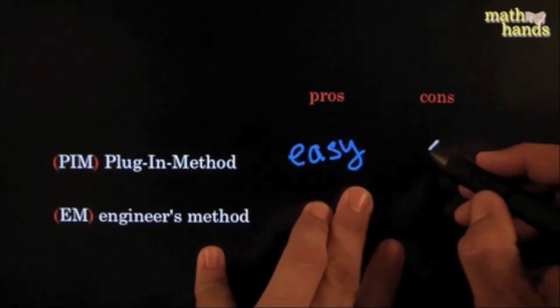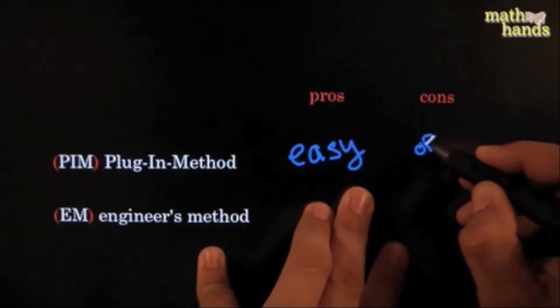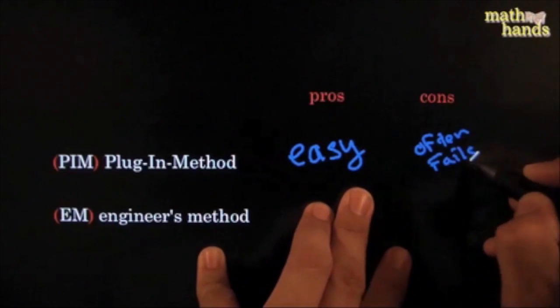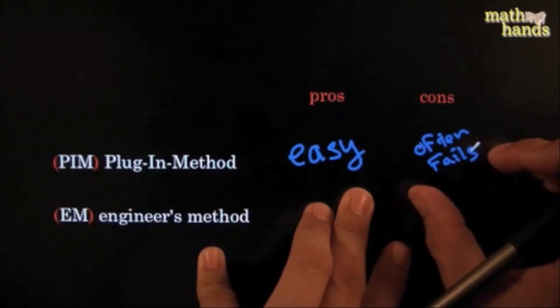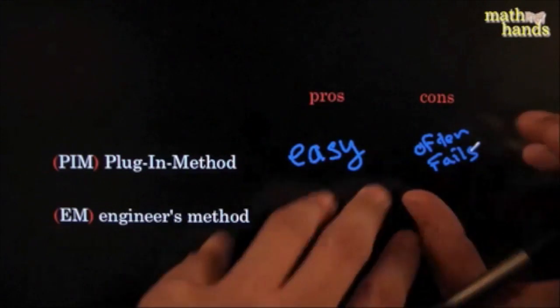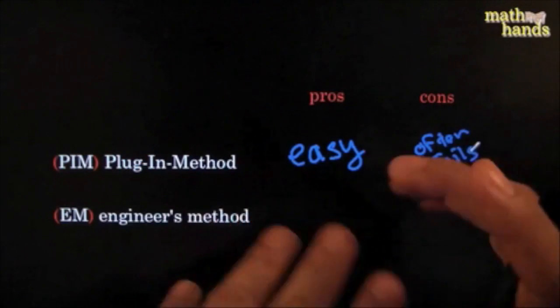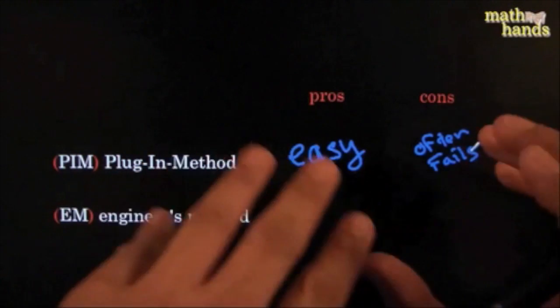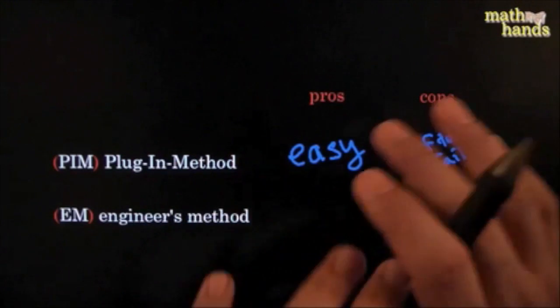The bad thing is that it often does not work. It often fails, and you can qualify that even more. When does it fail? Well, for example, it fails when you get indeterminate forms. And that's a lot of times. So very often it fails.